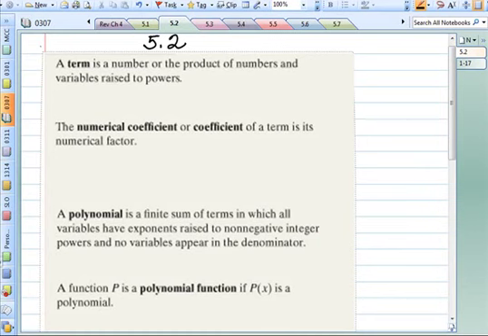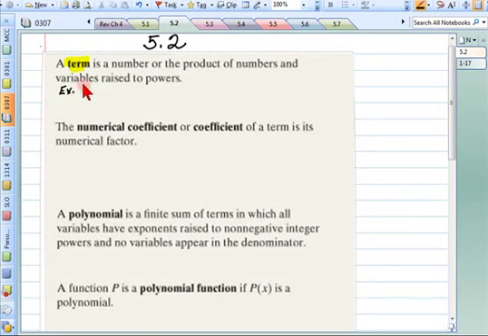The first word that I want to make sure you understand when I use it is the word term. A term is a number or a product of numbers and variables raised to powers. All right, for example, I'm going to put a couple of examples up here.